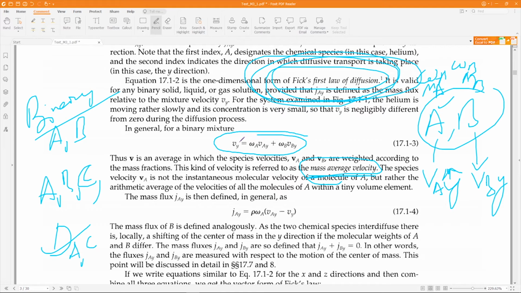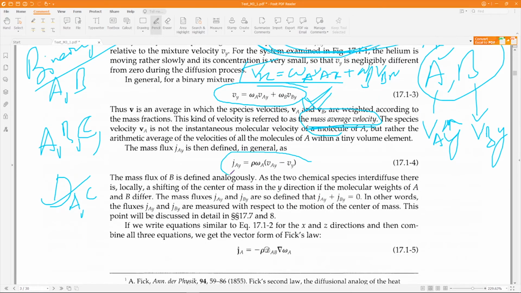Okay, so I want the average velocity of these two gases, the mixture. So I will define it like this: mass fraction omega A into v_Ay plus mass fraction of B into velocity of B in the y direction. Okay. Similarly, if the mass transfer is happening in the x direction, you can write omega A, velocity of A in x direction, plus omega B, velocity of B in x direction. So this is the average velocity in the x direction, right? And similarly, you can do it in the z direction. Okay. So this is called mass average velocity.